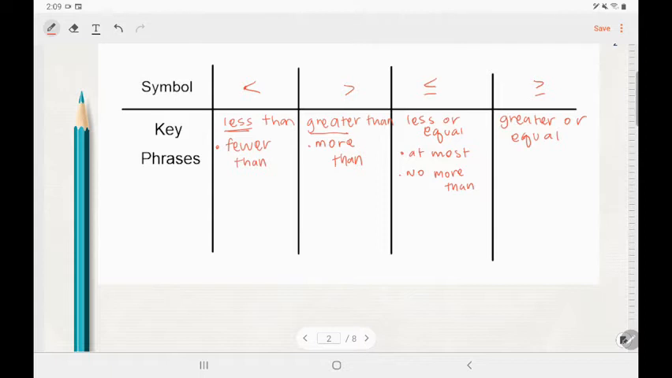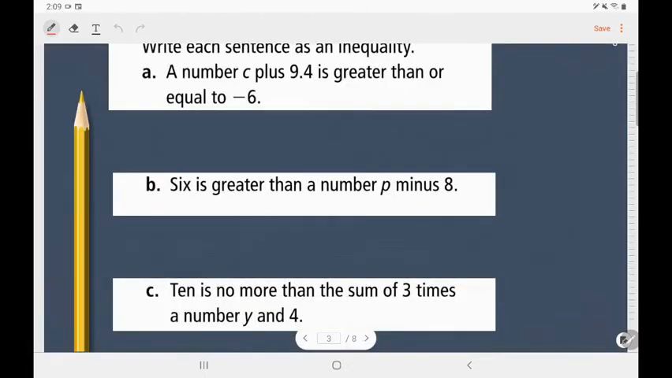Greater than phrases include the phrase at least and the phrase no less than. For example, if I wanted at least 90% on a test or no less than 90% on a test, I would be happy with 90%. I would be happy with it equaling 90, or I'd be happy with it being greater. Those are my symbols, so let's go ahead and write some inequalities from phrases.